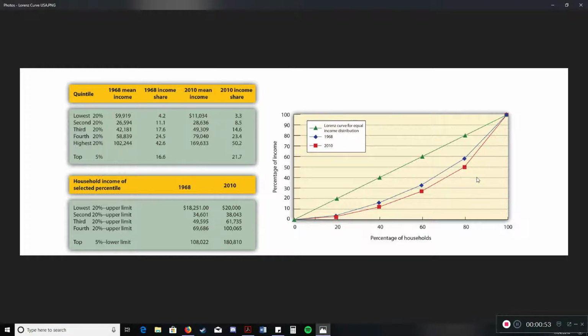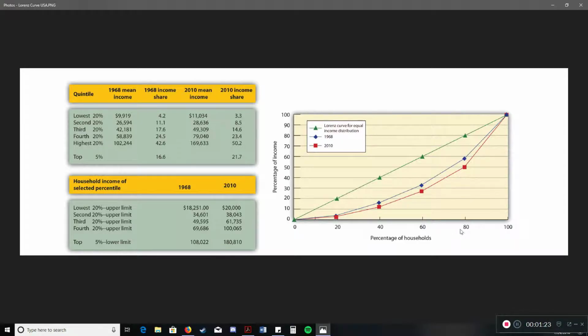In the US during 2010, the Gini coefficient was 0.457, while in 1968 it was 0.359. What that translates to is 35.9%. And the same for 2010, 0.457 translates over to 45.7%. The Gini coefficient for the US during 2010, 0.457, is close to the middle between perfect equality and perfect inequality.